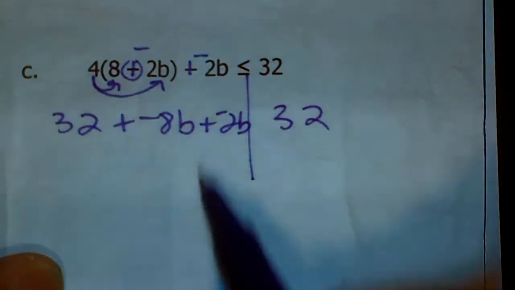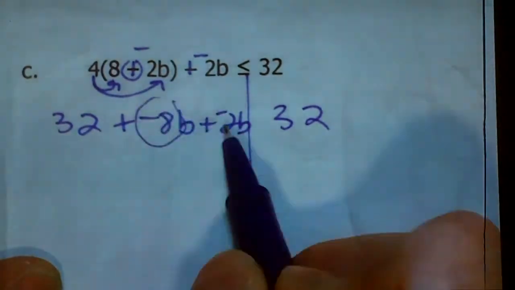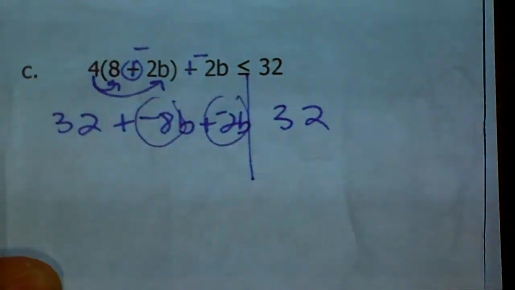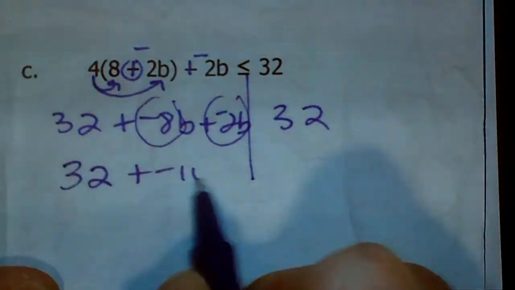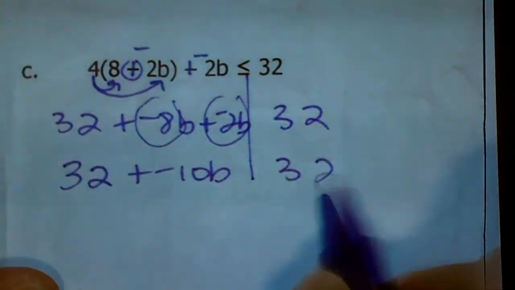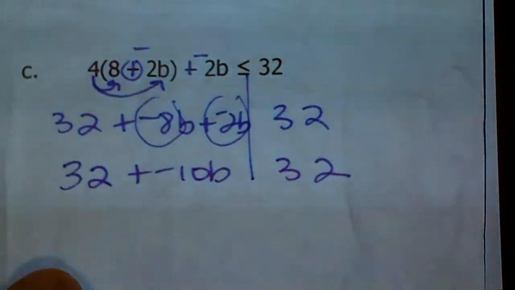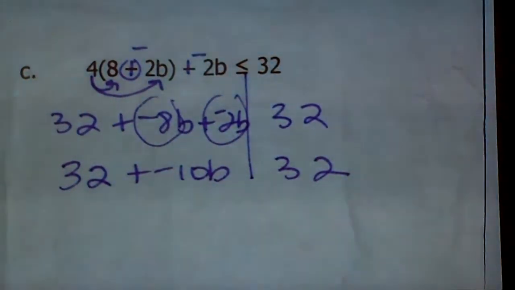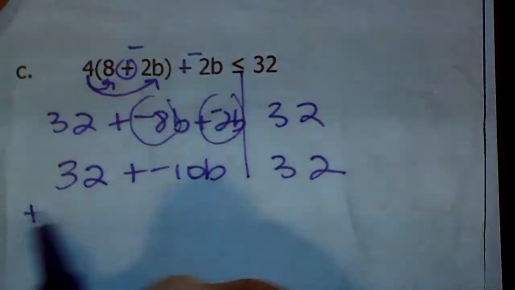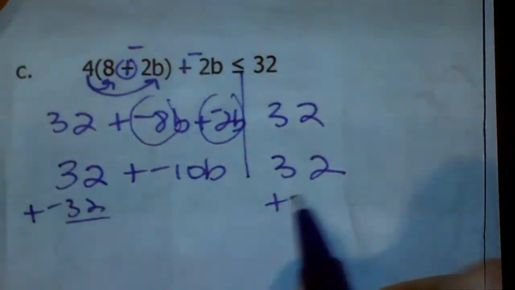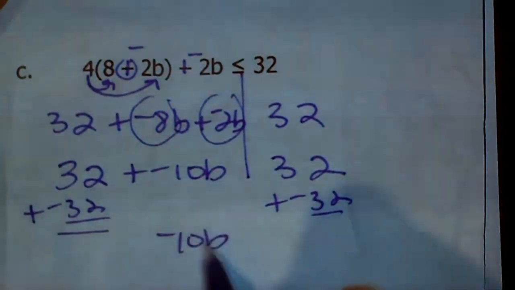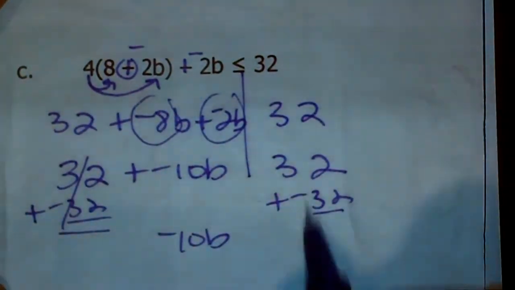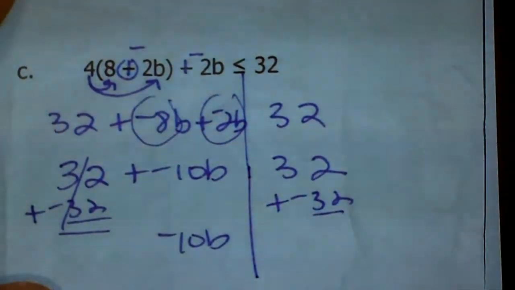Now, on this side of the equation, I see that we have some like terms. I have a negative 8b and a negative 2b. So now what I'm dealing with here is 32 plus negative 10b equals 32. Okay, now we're at a two-step. So get rid of this 32. You can do that by adding a negative 32 or subtracting 32. And negative 10b is left over here. And on this side, 32 minus 32 is 0.